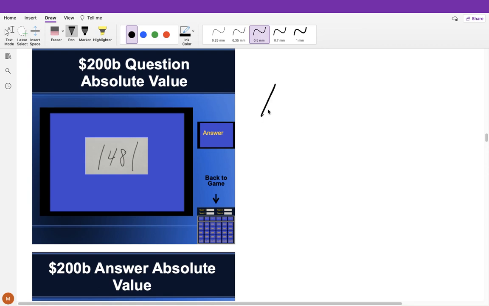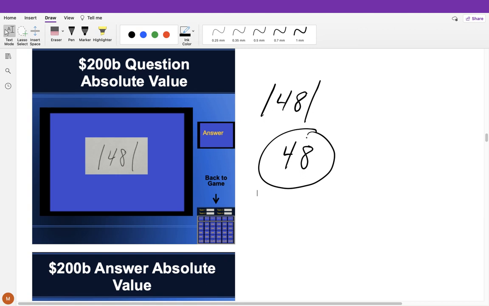So for this one, what's the absolute value of 48? Some people confuse this with the opposites, but remember, we're always measuring the distance. Well, 48 is 48 units away from 0. So our answer is still a positive 48. The absolute value is measuring the distance. So our answer after we take the absolute value will always be positive, since we're saying how far away is this from 0?